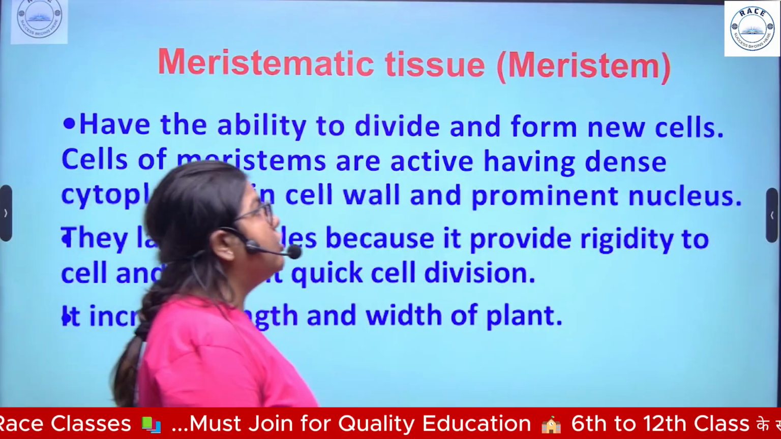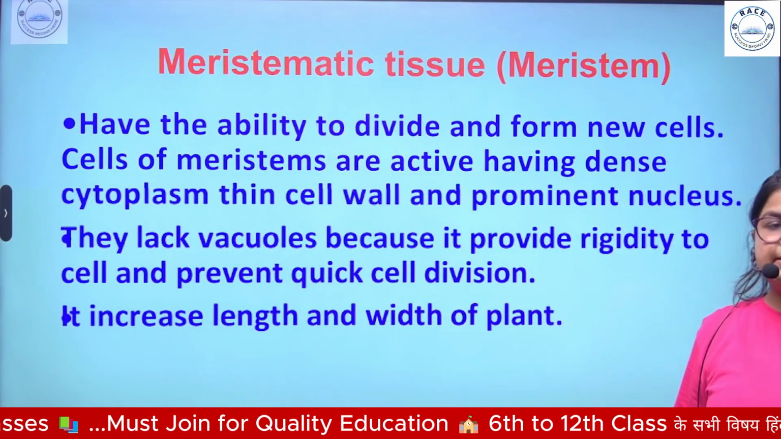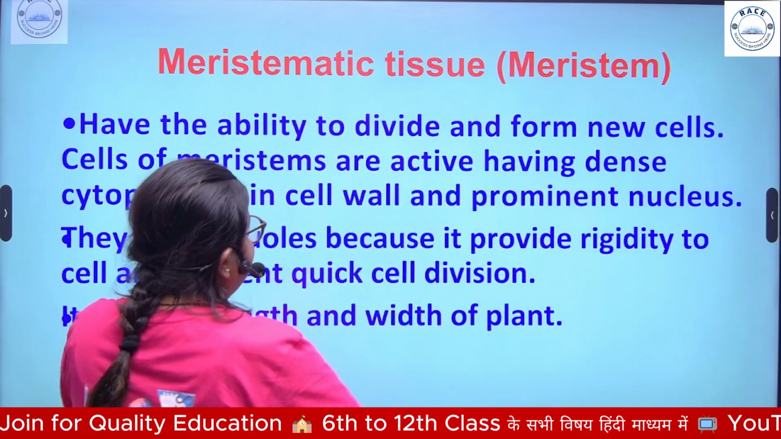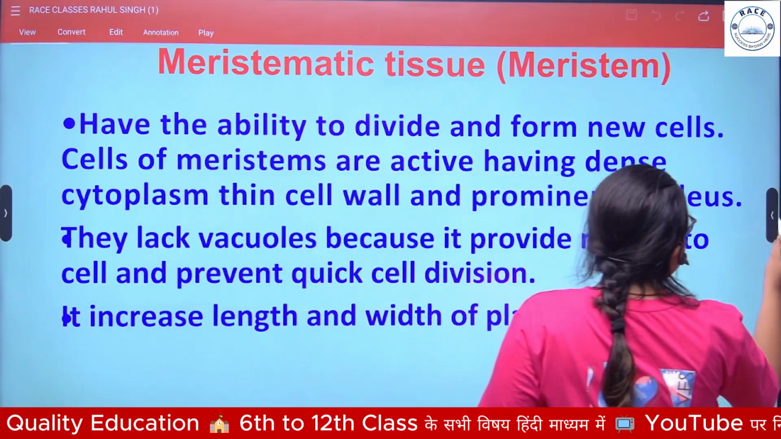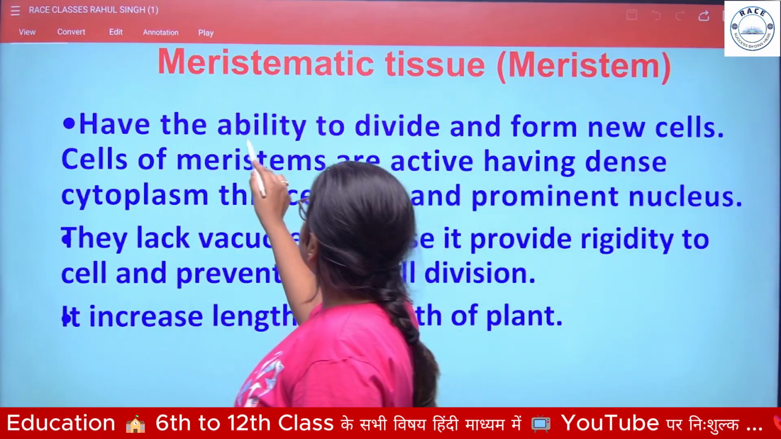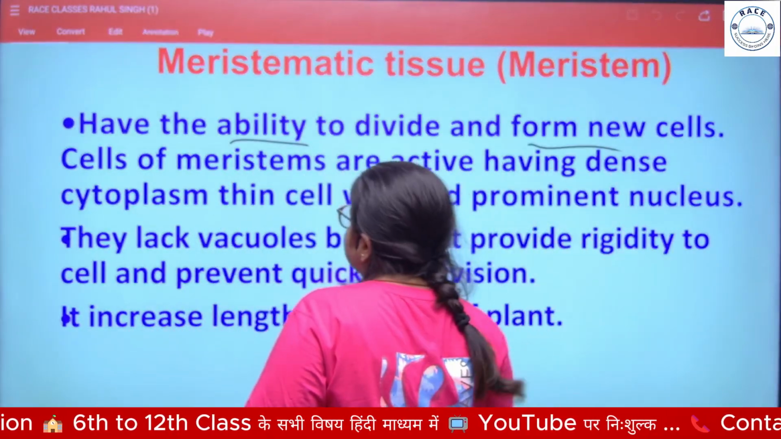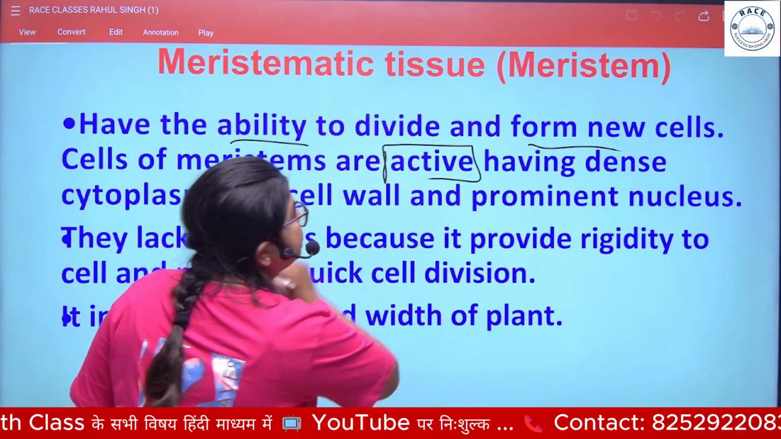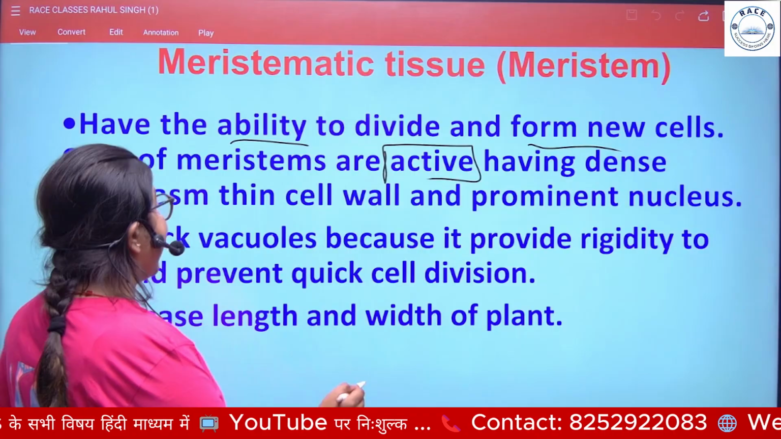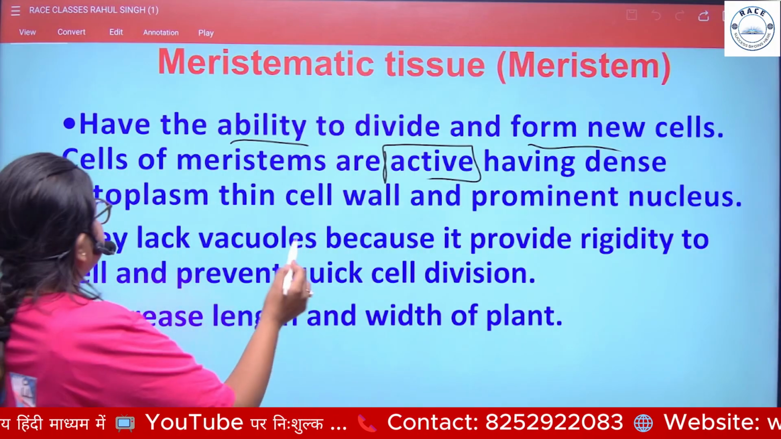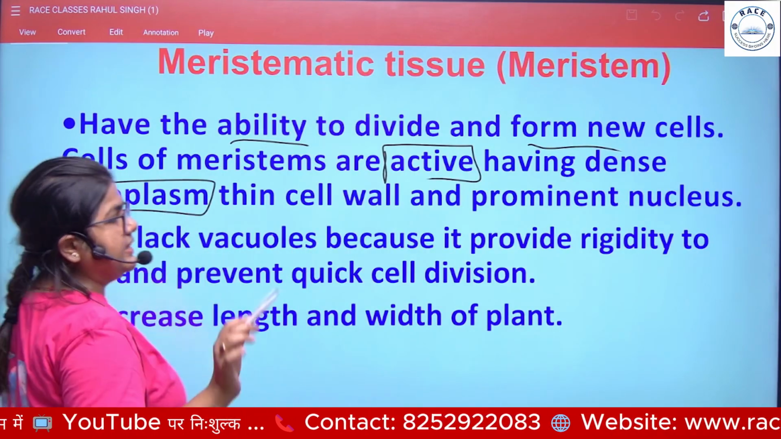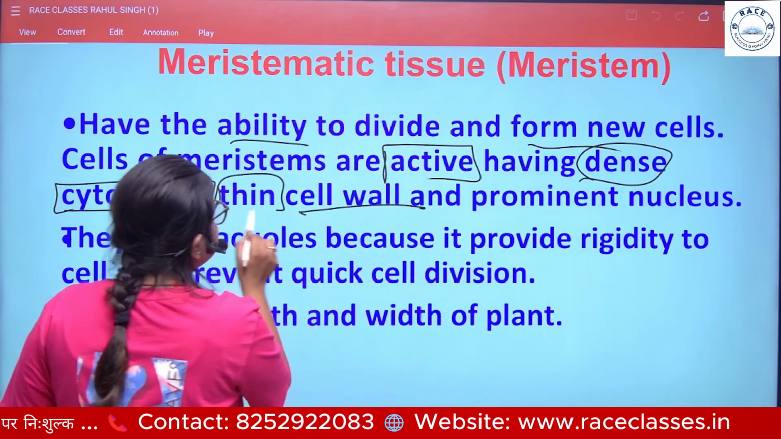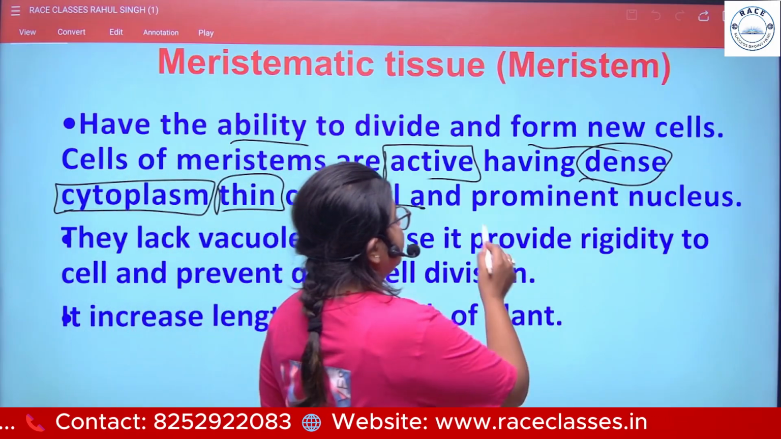Now let's talk about meristematic tissue or meristem. What is that? They have the ability to divide and form new cells. We have already talked about that. The cells of meristems are active because they keep on dividing. They are known as active and have dense cytoplasm. The cytoplasm is very dense. The cell wall is very thin and they have a prominent nucleus.